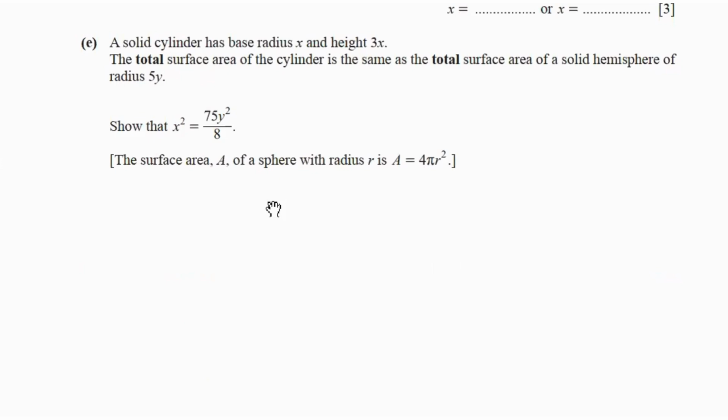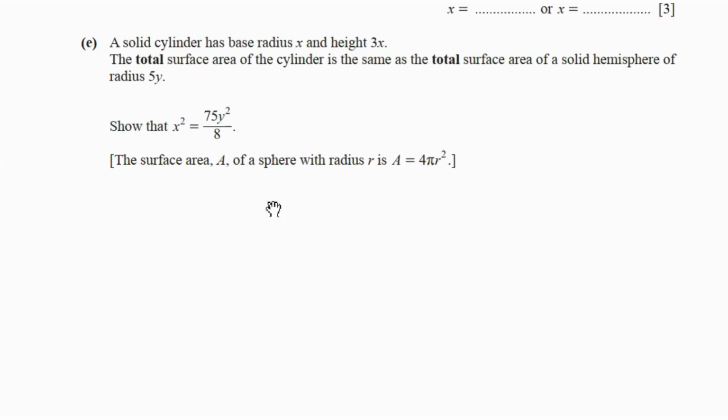And it says a solid cylinder has base radius x and height 3x. The total surface area of the cylinder is the same as the total surface area of the solid hemisphere of radius 5y. Show that x squared equals 75y squared over 8.